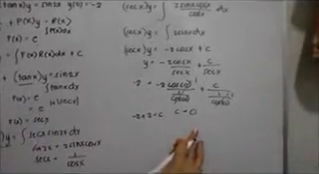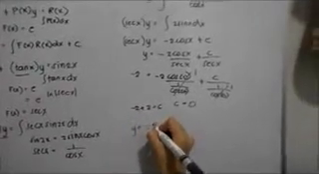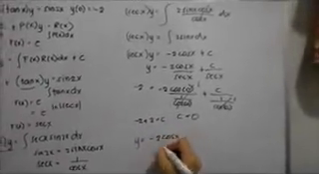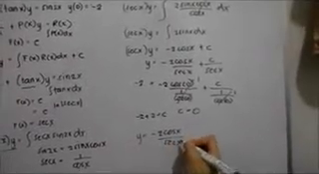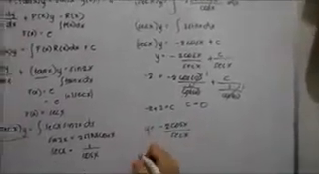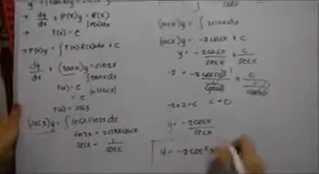Then substitute this to this equation. So y is equal to negative 2 cosine x over secant x only, since c is equal to 0. By further simplifying, y is equal to negative 2 cosine square x. So this is the final answer of the third given equation.